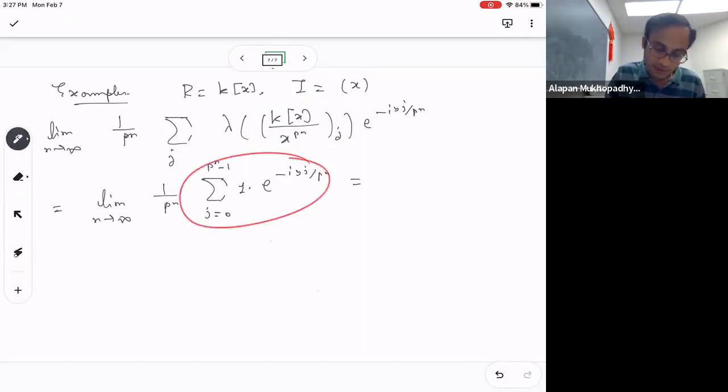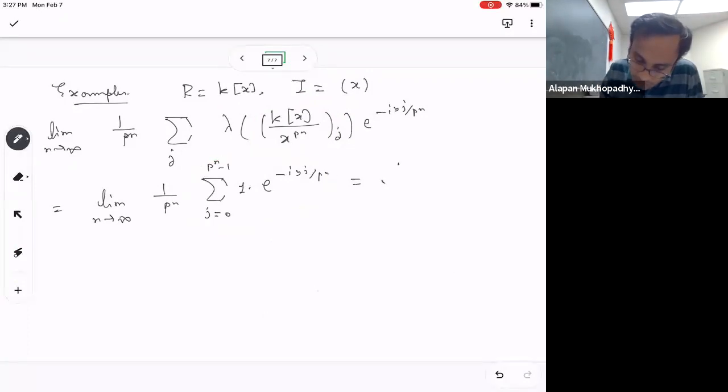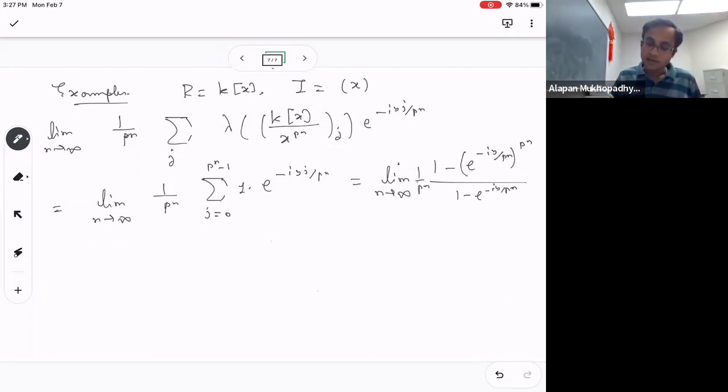So this is a geometric series. I can add it up, and I'll get the limit as n goes to infinity of (1 minus e^(-iy/p^n) to the power p^n) divided by (1 minus e^(-iy/p^n)). If I take the limit, you can just calculate it: the limit is (1 minus e^(-iy)) divided by iy. Okay, so this is for the polynomial ring in one variable.